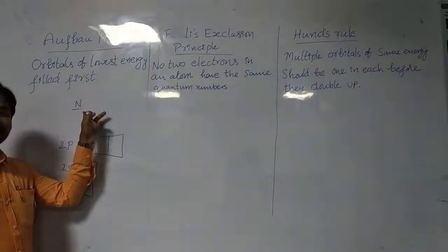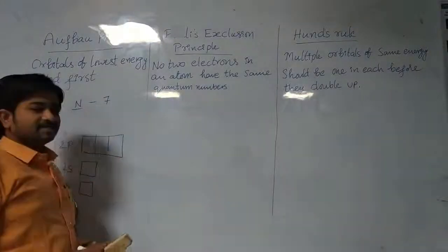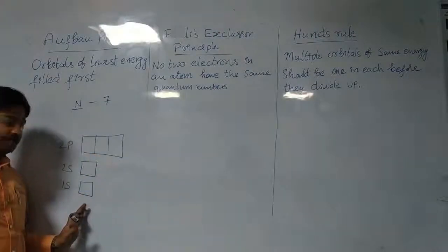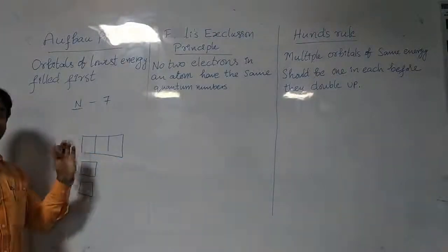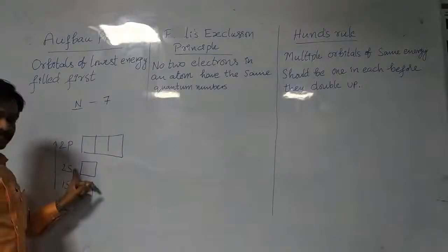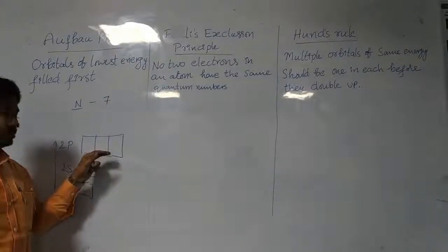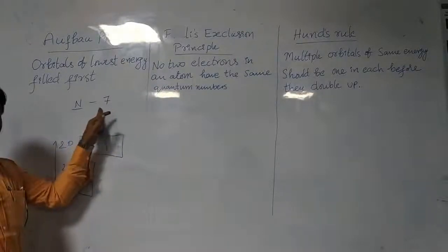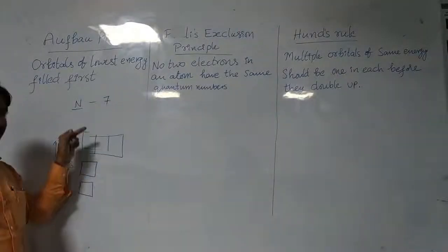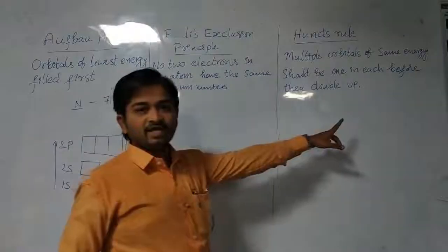What is the atomic number of nitrogen? The atomic number of nitrogen is 7. We need to fill 7 electrons from the lower energy level to the higher energy level. Consider 1s is the lowest energy, 2s is the next higher energy, 2p is the next higher energy. How can we fill these 7 electrons? That filling of the electrons in the orbitals will be explained by these three rules.